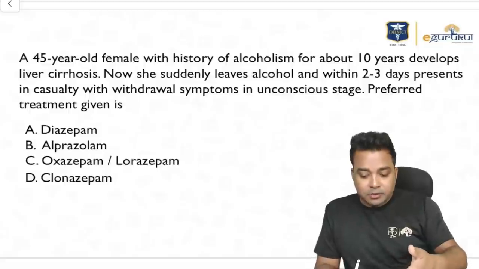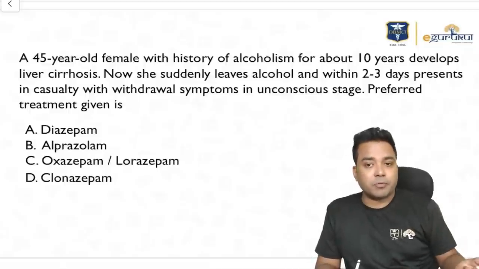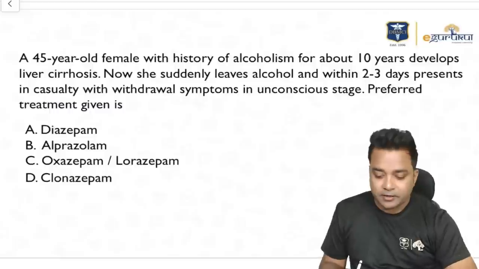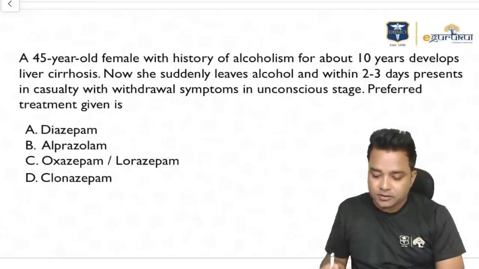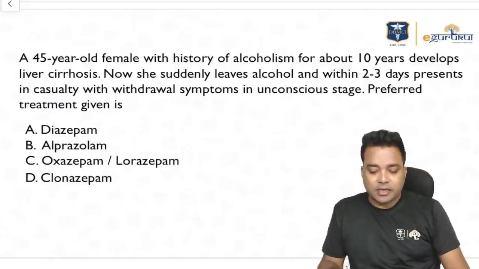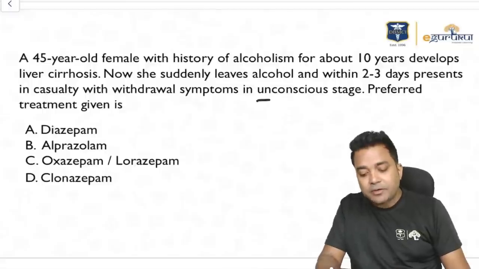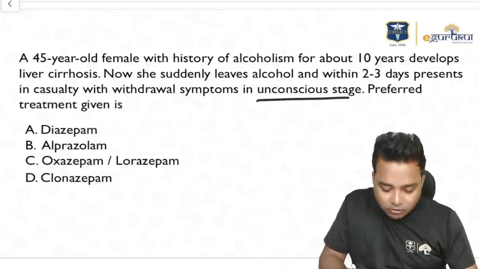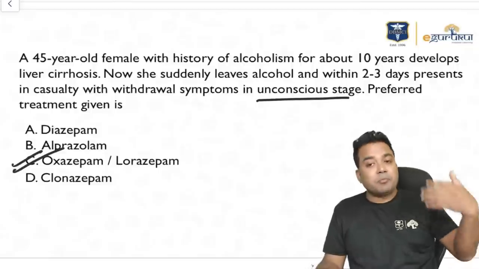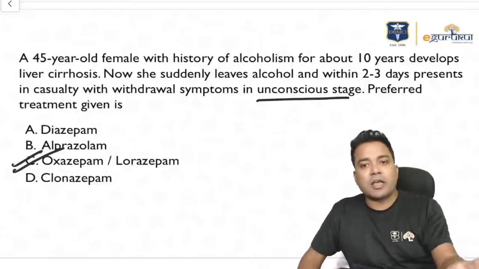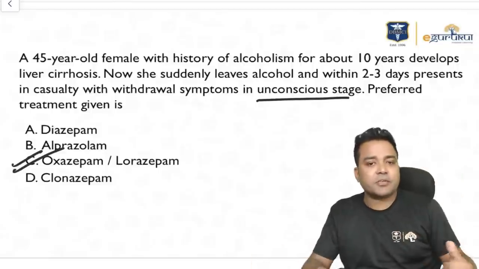Now see, there was a question again on delirium tremens in November 22. The preferred treatment in cases of delirium tremens, when the person suddenly leaves alcohol and comes in an unconscious stage, is that you will give an IV drug. The preferred ones are oxazepam and lorazepam. Vitamin B1 can be added, because the patient is alcoholic, so B1 will already be deficient.